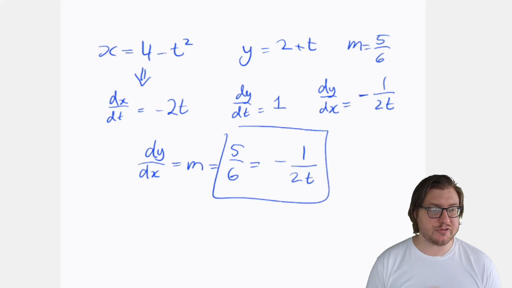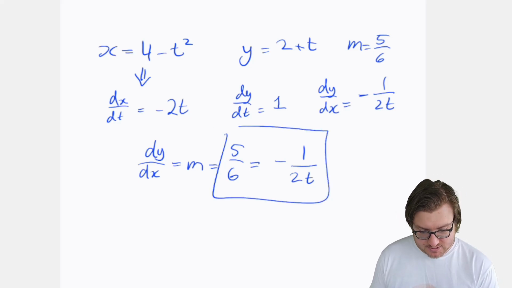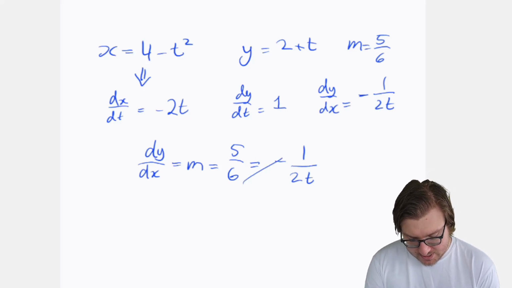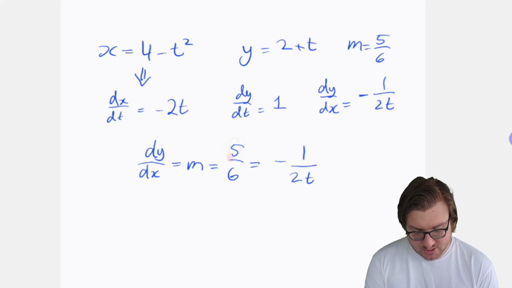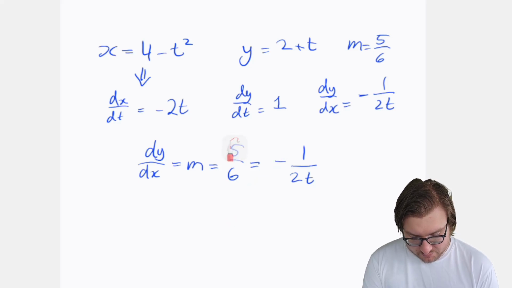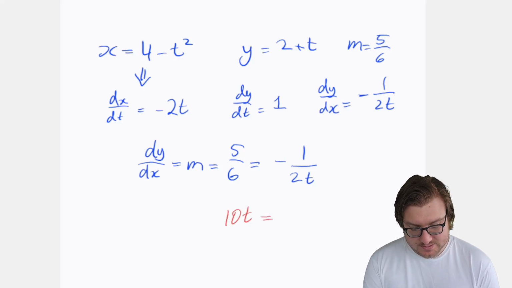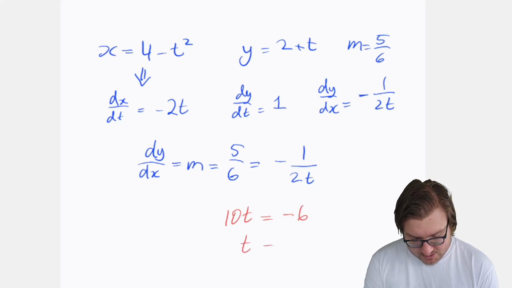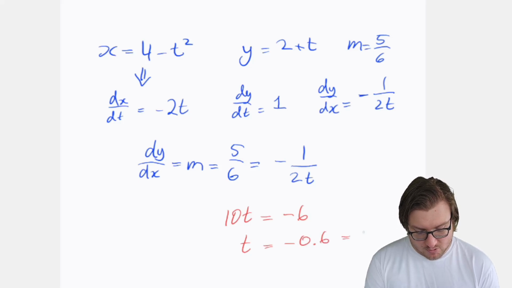Now how do we solve this? Again, we have fractions. Multiply by the denominator, cross multiplication will give us 5 times 2t, which gives us 10t. 6 times negative 1 will give us minus 6, which will leave us with t is minus 0.6. Or if you want, minus 6 over 10, which is minus 3 over 5.